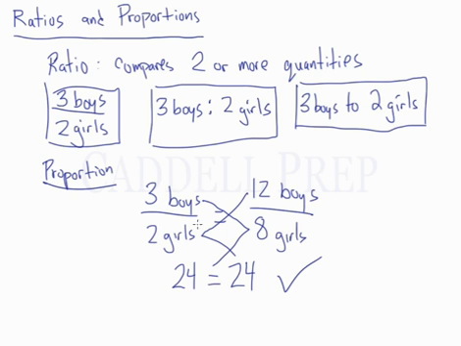Most test questions aren't going to ask you to just prove that these 2 ratios are proportionate. Instead, we'll have to solve for a missing variable. So, like if we knew that the ratio was 3 boys to 2 girls, and it gave us one of these values, like, for example, 12 boys, they'll ask us how many girls are there if there are 12 boys and there's a ratio of 3 boys to 2 girls. So let's go over an example like that.